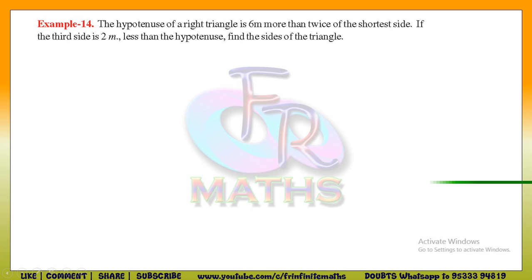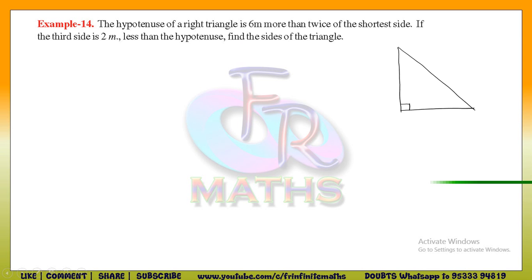The hypotenuse of a right angle triangle is 6 meters more than twice the shortest side. If the third side is 2 meters less than the hypotenuse, find the sides of the triangle. So the question is given in this way. First of all, consider the right angle triangle. When you consider the right angle triangle, then you will get clarity, right?